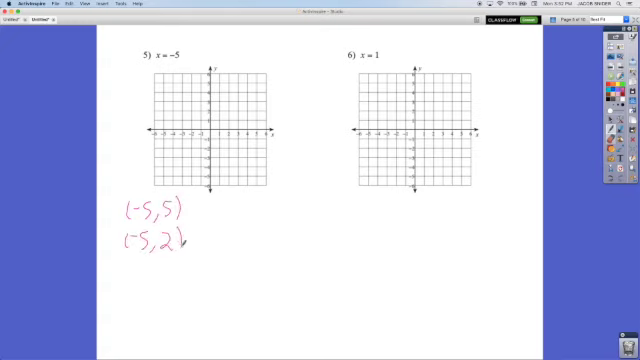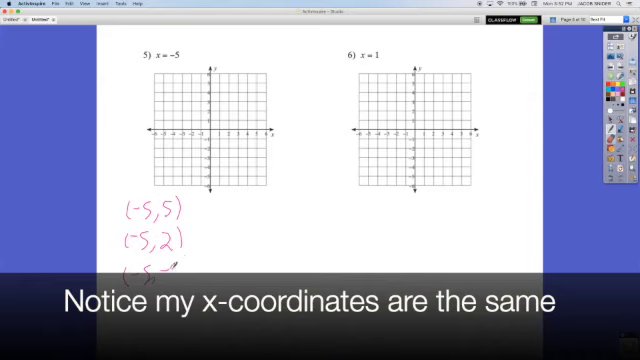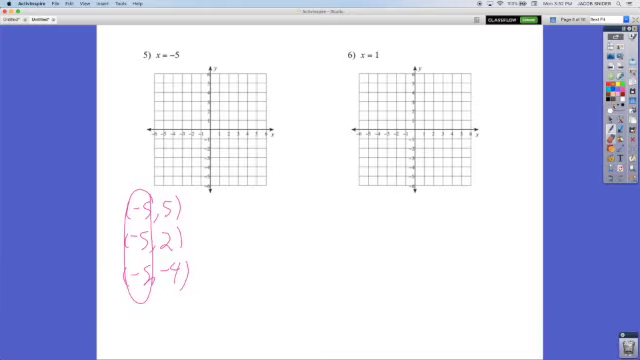-5, 2. -5, -4, right? See how all of these have x coordinate of -5. So what does that look like when I put those points on the graph? What does it look like? -5, 5. -5, 2. -5, 4. Connect them. Look at that.